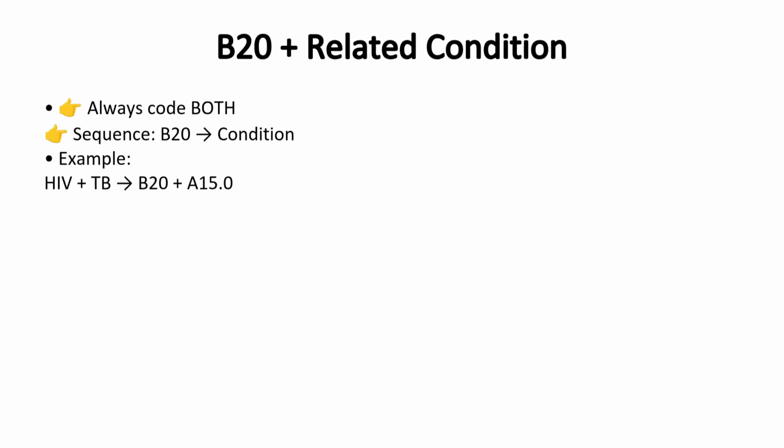Now understand the sequencing clearly. Whenever HIV is associated with a related condition, we always code both conditions. B20 will be coded first as the principal diagnosis, followed by the HIV related condition. For example, if an HIV patient is admitted for tuberculosis of lungs, we assign B20 first, followed by A15.0. So remember, never code only B20. Always code the associated condition also.